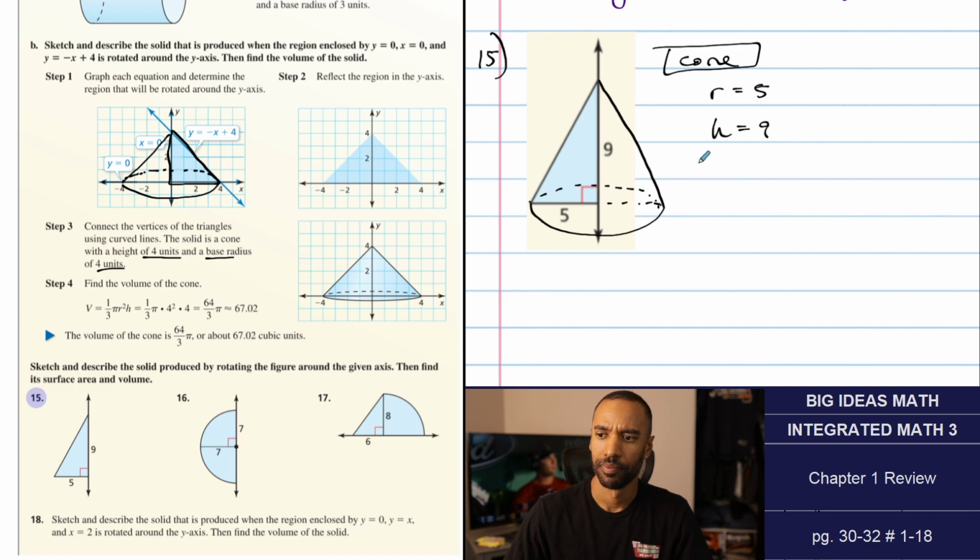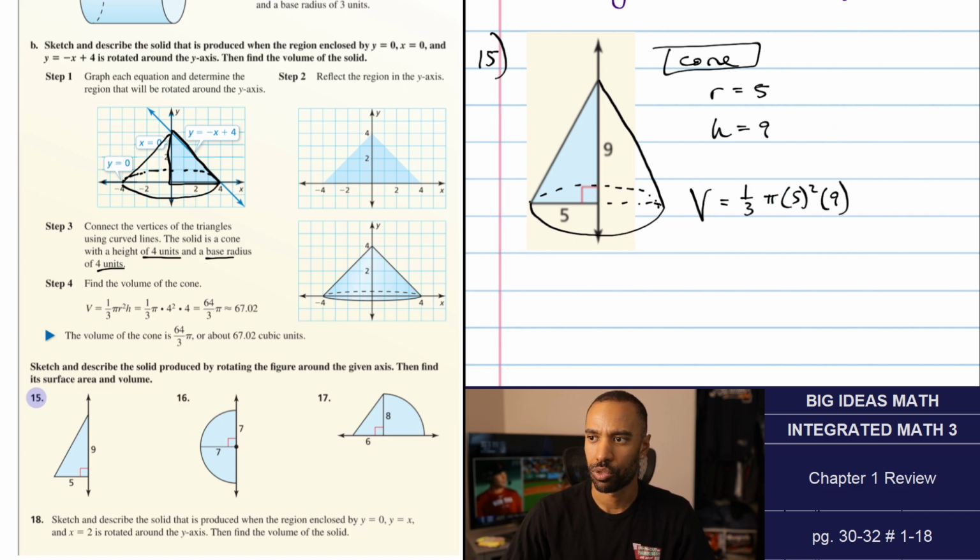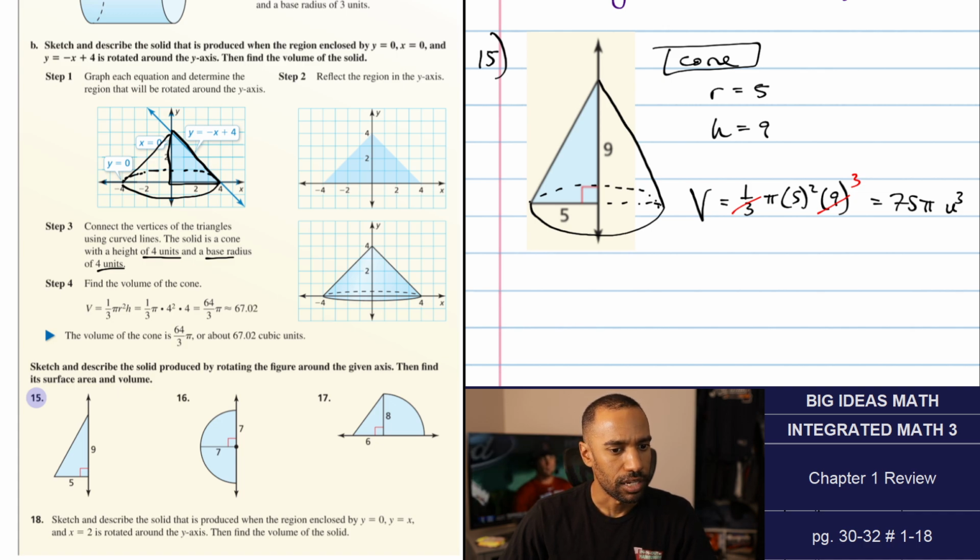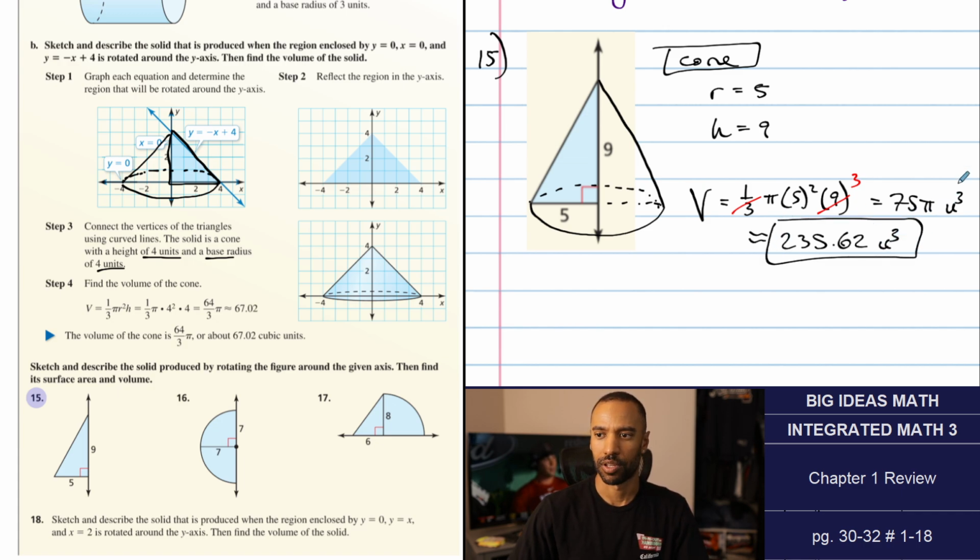I tend to start with volume. I think you learn volume first of these before surface area. So volume is 1/3 area of base, pi r squared, times height. 1/3 of 9 is 3. 3 times 25 is 75, so you get 75 pi cubic units. They don't say leave in terms of pi, so I'll be doing 75 times pi. 75 pi. It's about 235.62. 235.62 cubic units. That or the other, I'll take it.